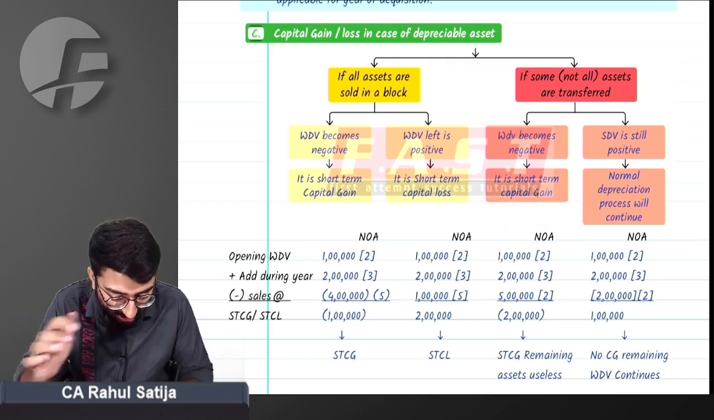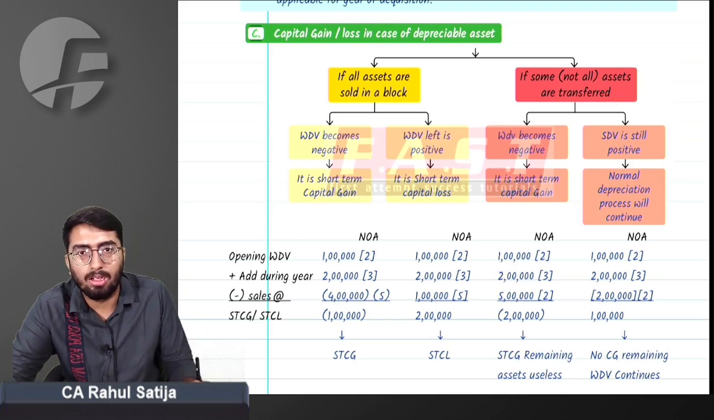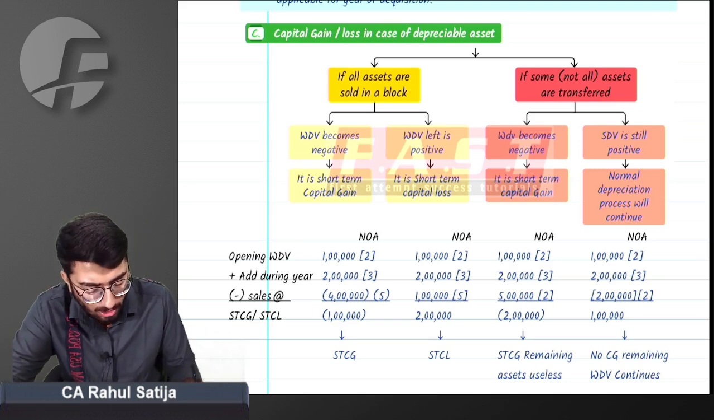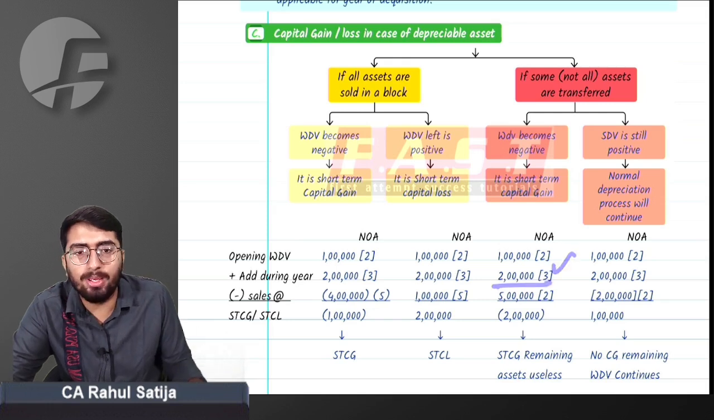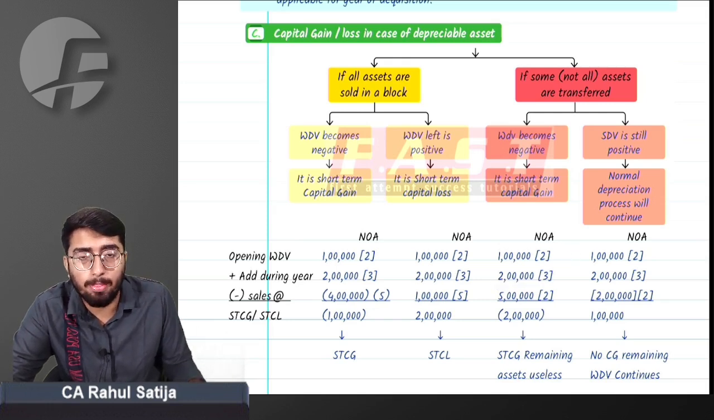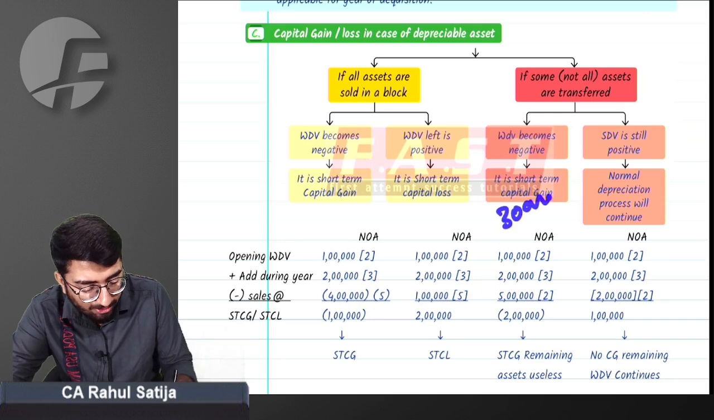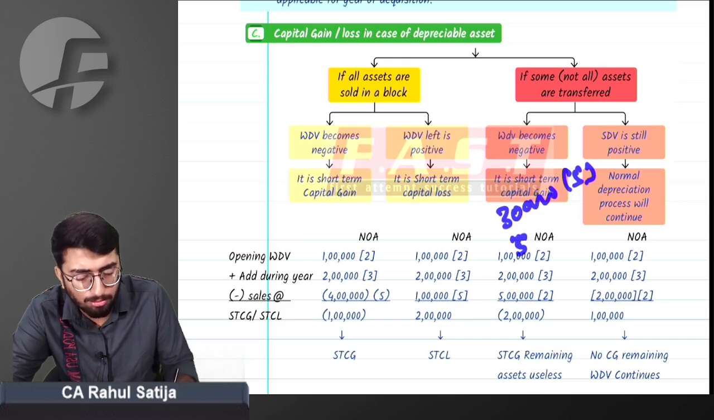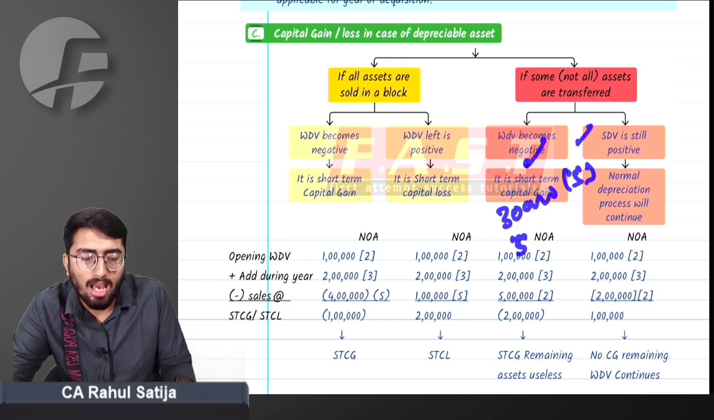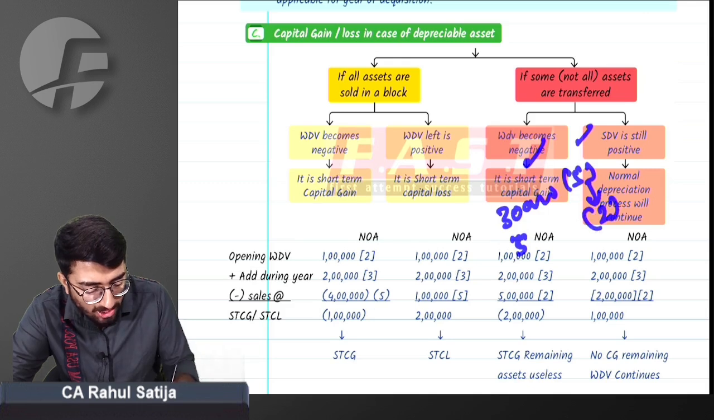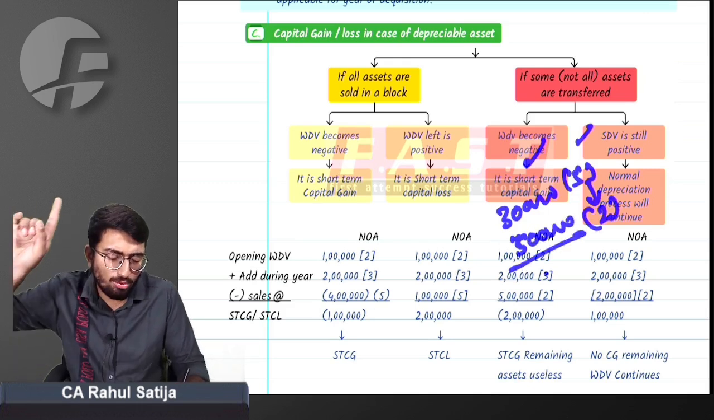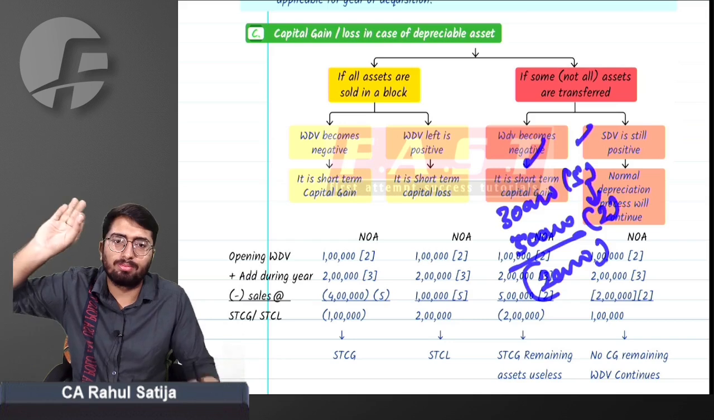For example, if I had two assets in the beginning worth rupees 1 lakh, I bought three assets worth rupees 2 lakh. My WDV turns out to be 3 lakh for 5 assets. Out of these 5 assets, I sold 2 assets for rupees 5 lakh. Can I say my WDV turns out to be negative?